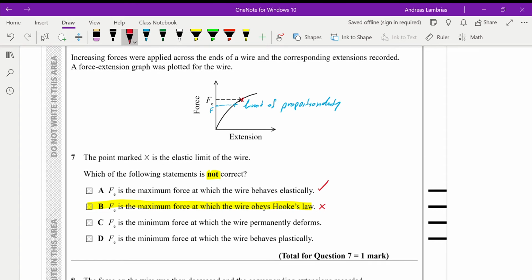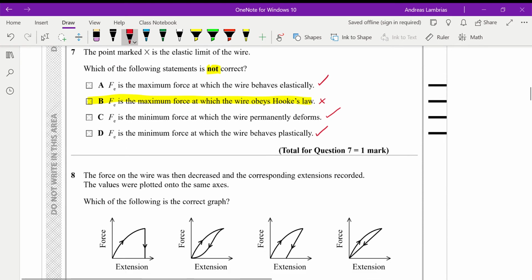The force is the minimum force at which the wire permanently deforms. This only happens after the elastic limit. So yes, that's correct. And then F is the minimum force at which the wire behaves plastically. The last two pretty much mean the same thing.